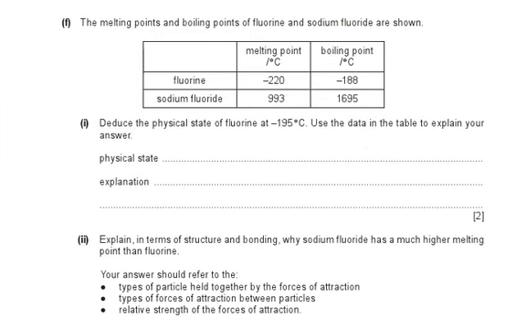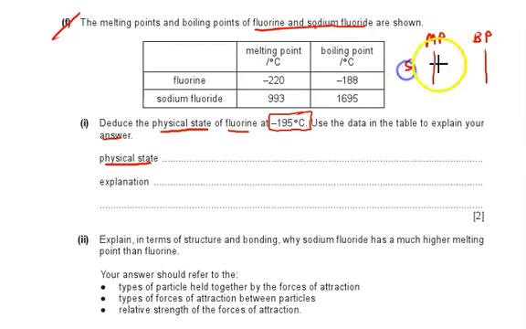The melting point and boiling point of fluorine and sodium fluoride are shown. Deduce the physical state of fluorine at negative 195 and explain your answer. Okay, physical state. So melting point and boiling point. Here will be the solid, liquid and gas.